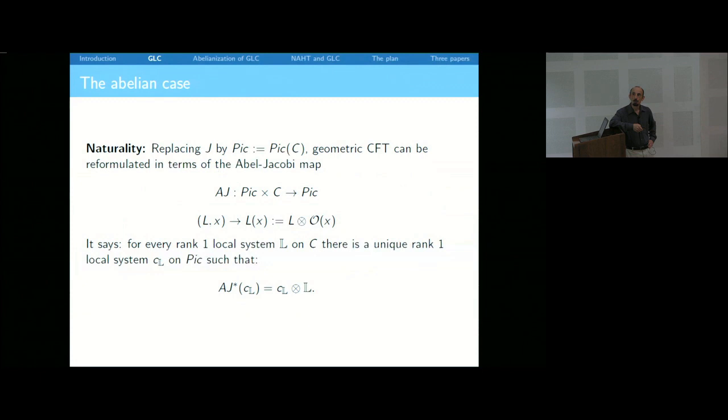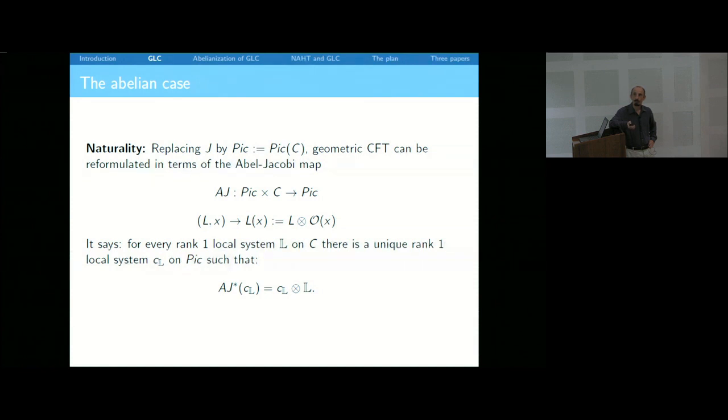There was an issue in the naive formulation in terms of the Jacobian, which was that it was not natural. It depended on the choice of a base point. The way to make it natural is to replace the Abel-Jacobi map, which is a map from C to Pic, or C to its Jacobian, by a map from the Picard times the curve to the Picard, sending a line bundle and a point to the line bundle tensor the point. So it shifts the degree by 1. And then this map is completely natural.